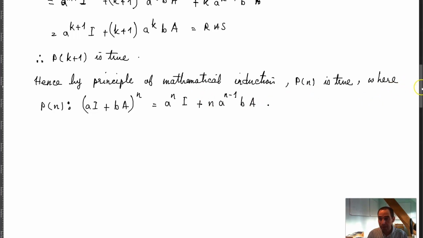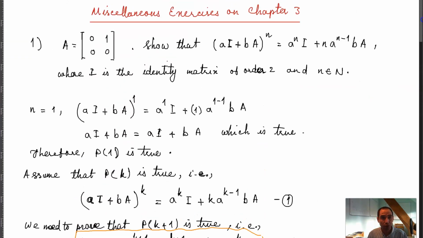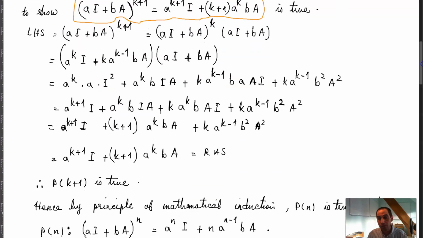This exercise, this one single exercise, cost me around 2 hours. I worked on this exercise for 2 hours. Okay. The second one is another such exercise, and you want to prove the same thing for another matrix.